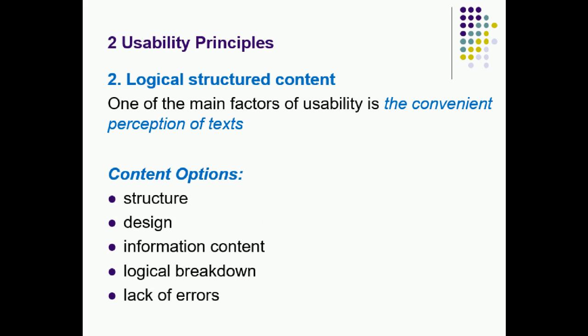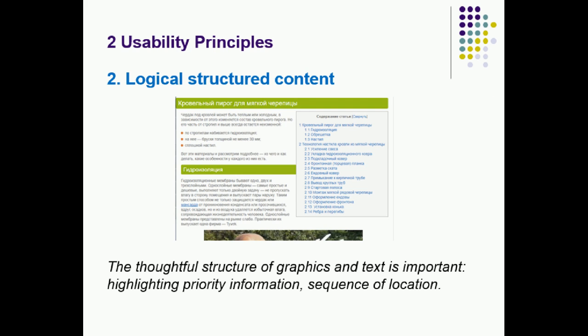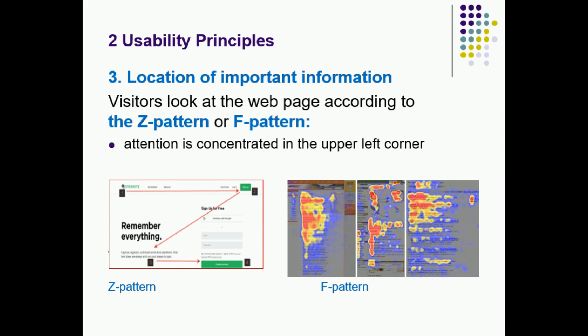Next, logically structured content. One of the main factors of usability is the convenient perception of text. There are content options for you to consider: structure, design, information content, logical breakdown, optimization, lack of errors. Next, location of important information. Visitors look at the web page according to the Z pattern or F pattern, so attention is concentrated in the upper left corner and is limited to the first few paragraphs of text.